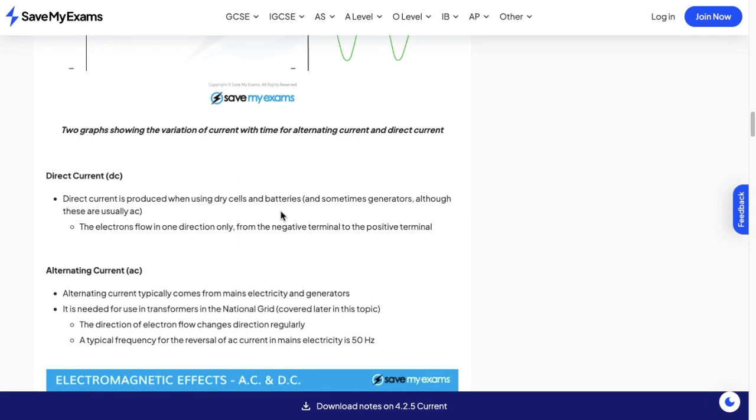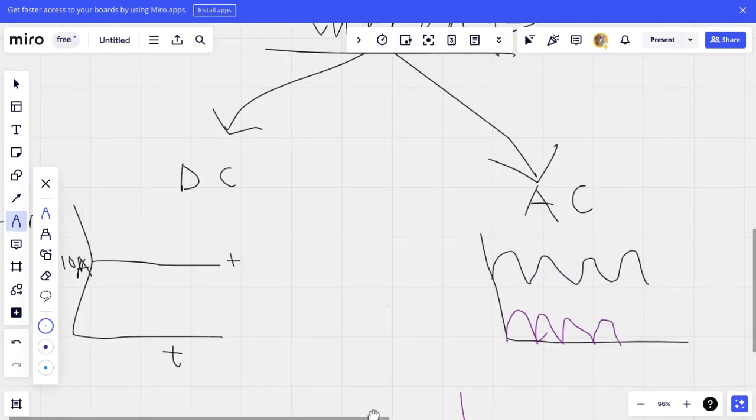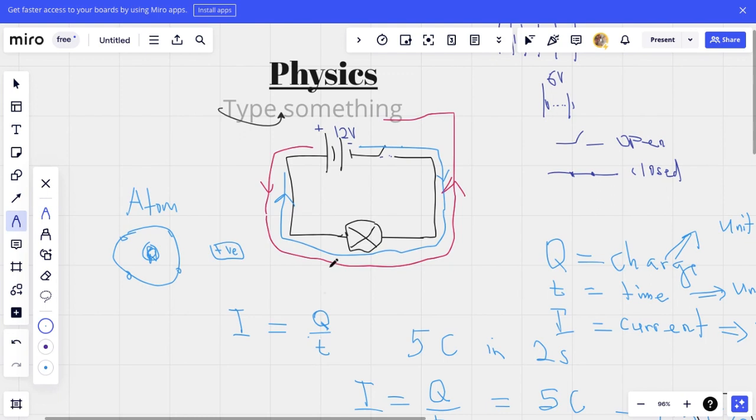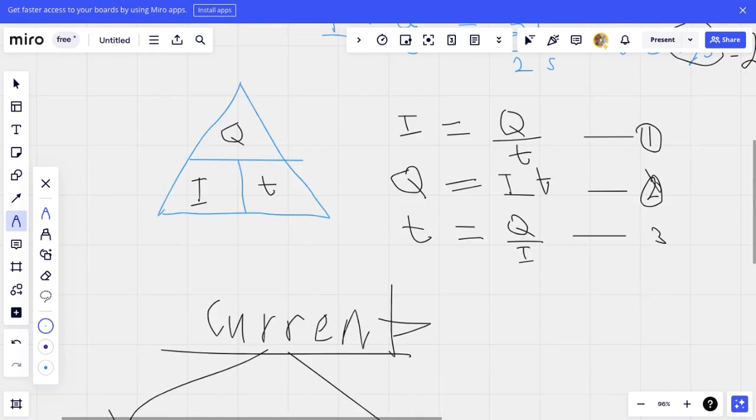The electrons flow in one direction only, from the negative terminal to the positive terminal. We already showed this at the beginning. The electrons flow from the negative to the positive, but conventional current flows from the positive to the negative. We showed this from the beginning of the lesson, when we drew the circuit. This is conventional current, while electrons flow from negative to positive. Okay? So let's move on.